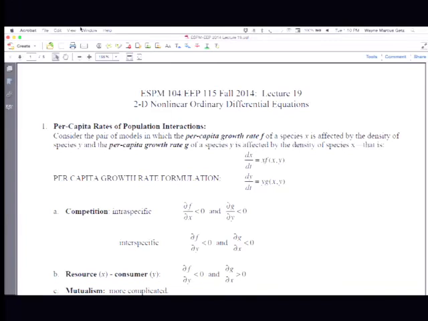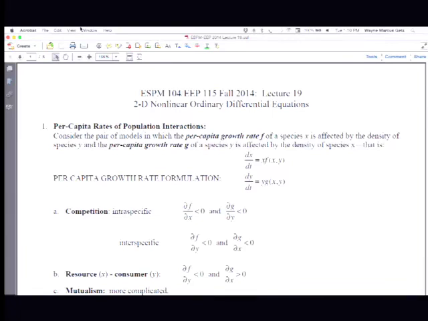So competition: the presence of the other population affects the growth of the current population. The growth of x will decline if y is there, and the growth of y will decline if x is there. In predation, if y eats x, then the growth of x will go down as y goes up, because there's more predation pressure. However, the growth of y will go up with x because there's more food. And in mutualism, they both enable one another.